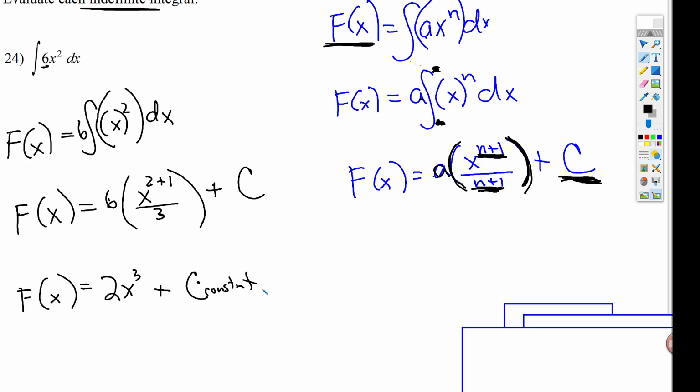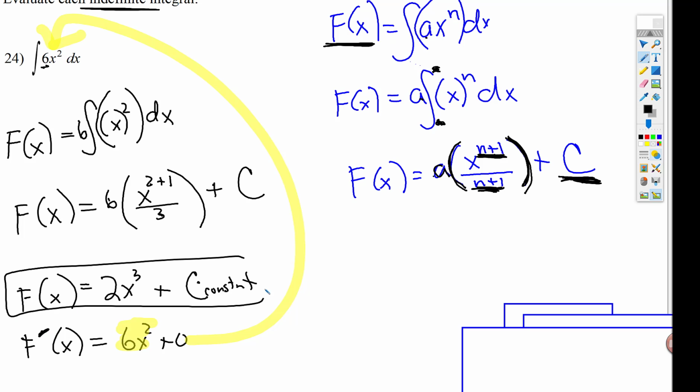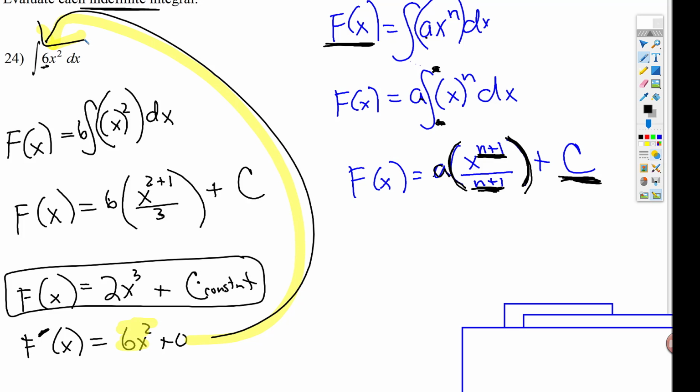And how you know you did it correctly is take the derivative. That would give us 6x squared plus 0. And then look, that's how you know you did it correctly. And that's the fundamental theorem of calculus, that the derivative of the integral brings you back to the function you were integrating. So the derivative of this integral is the function that you just integrated.